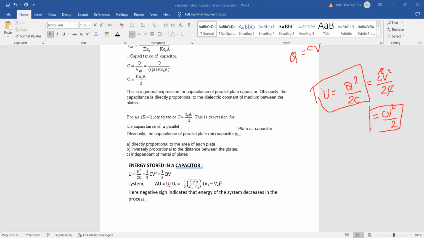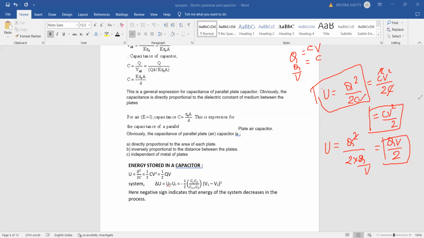So this is one equation for the energy stored in a capacitor. This is the second equation for the energy stored. I can substitute the C value also. In the first equation you can substitute the C value: C is equal to Q divided by V. So it becomes Q square upon 2 into Q by V. One Q will get cancelled. Therefore it is QV upon 2. So this is the third formula for energy stored in a capacitor.